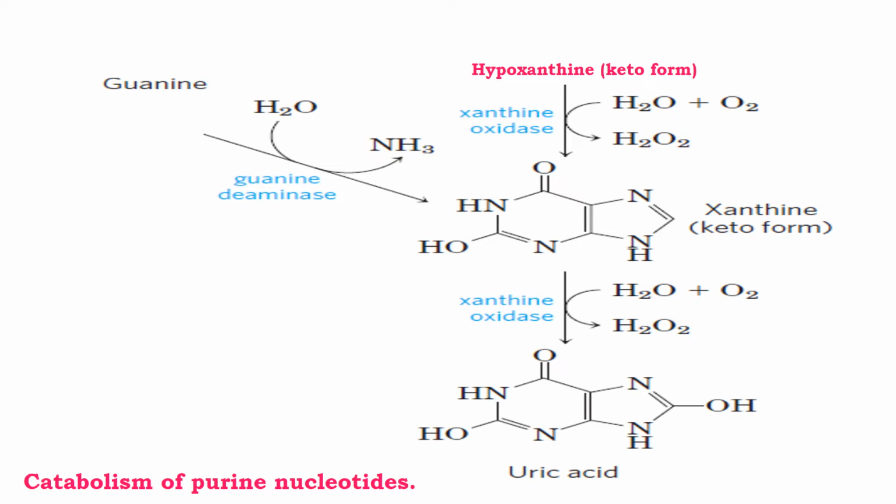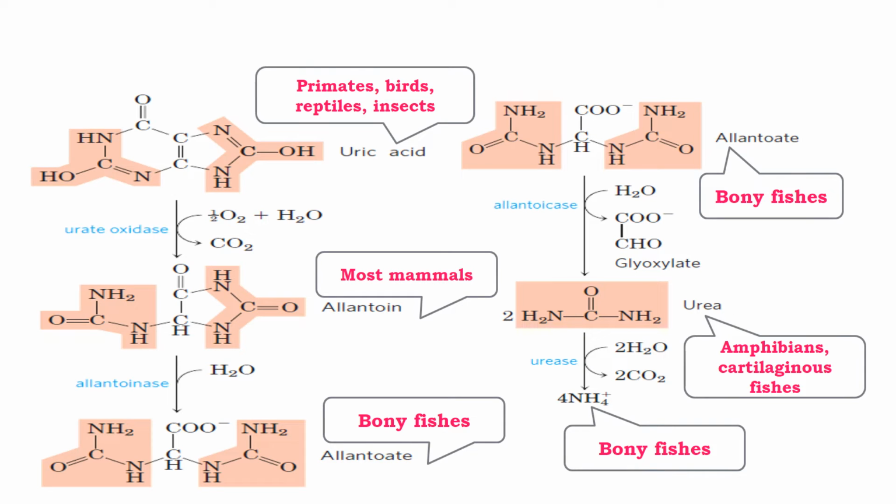Now what happens? Our body has a mechanism to convert this uric acid into urea. So we'll see that next. See, this is uric acid. This uric acid is excreted as such in the case of primates, birds, reptiles and insects. Now this uric acid is converted into ammonia as well as urea. So we'll see how it is converted.